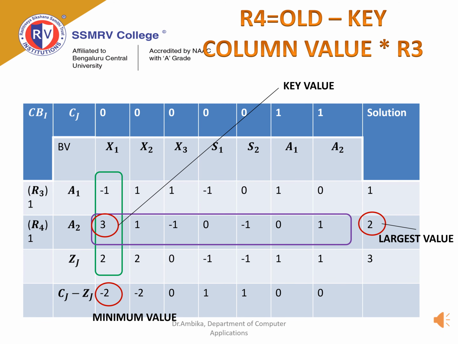As Cj minus Zj should have a value greater than or equal to 0, in the problem we have two values that do not match the condition. Both the values are equal to minus 2. So we choose the first column as the key column. In the solution, we need to locate the largest value. Hence, R4 row becomes the key row. The intersection of the two is known as the key value. X1 is the entering variable and A2 is the outgoing variable. Hence, A2 is replaced by X1.